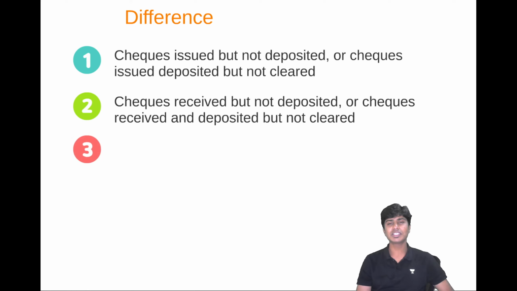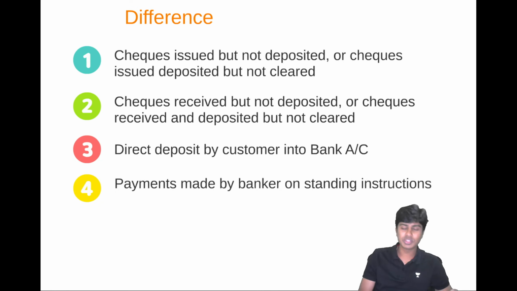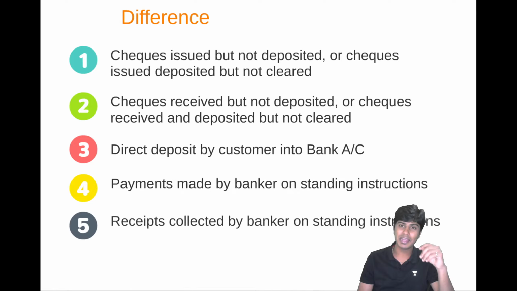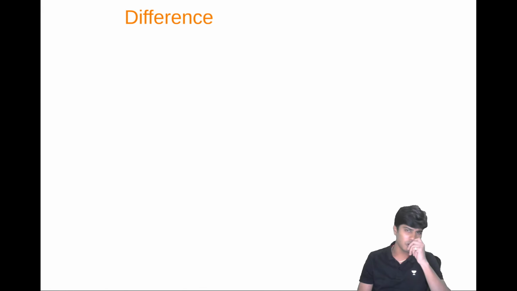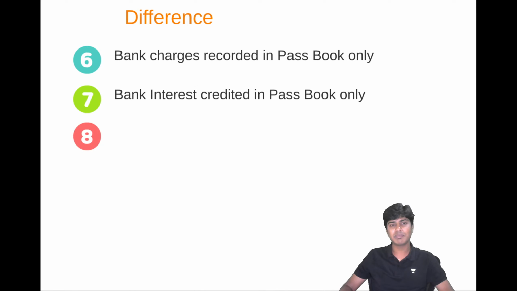The third reason that we discussed was the direct deposit that the customer makes into the bank account. And then the fourth reason was payments made by the bank on standing instructions, or receipts collected by the banker on standing instructions. Or for all of these services, if the banker charges you any money as bank charges, and if it is recorded only in the passbook, that's another reason for difference. And then comes bank interest credited in passbook only. If there is any interest in the bank account that is credited in the passbook but not added in the cash book, that's again a reason for difference.